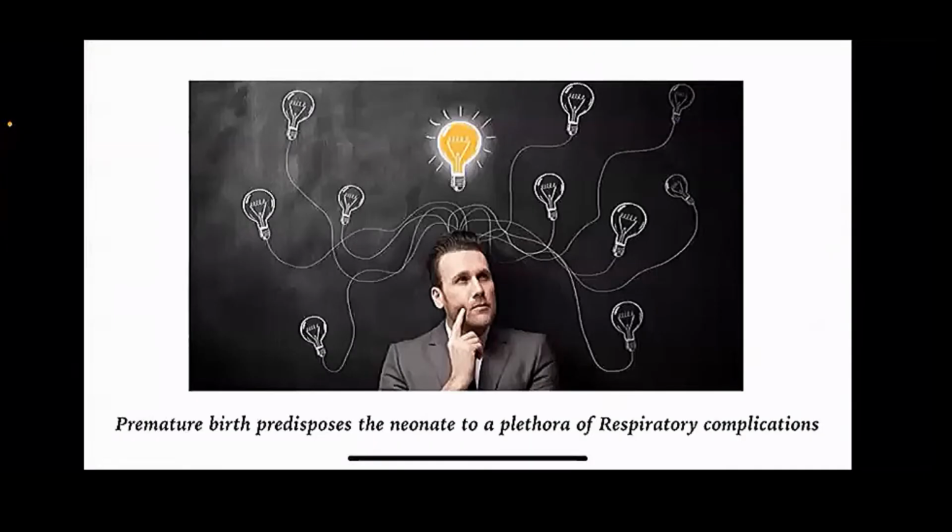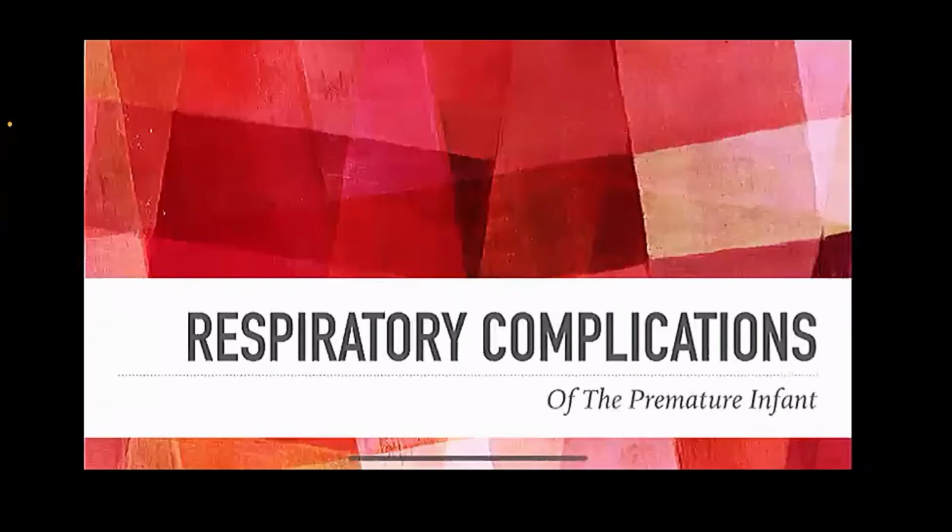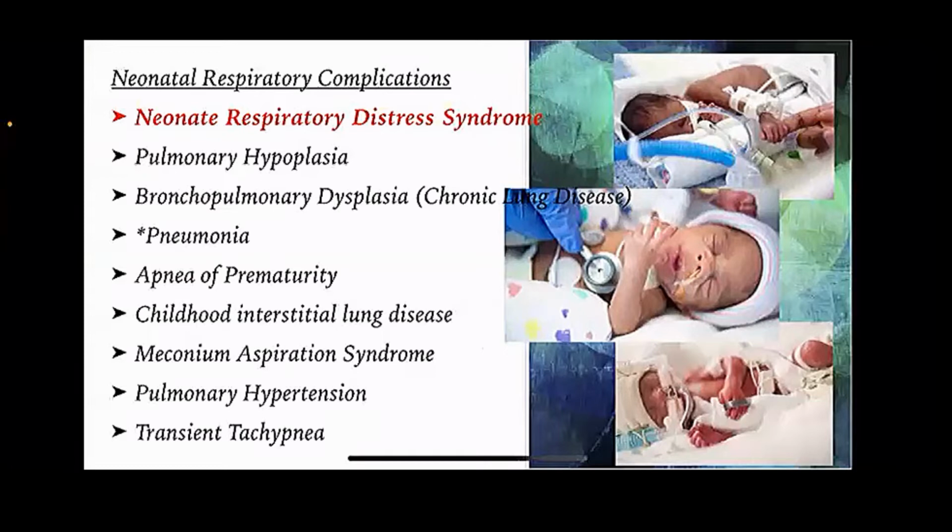So if you really think about it, premature birth predisposes the neonate to a plethora of respiratory complications. Some of these respiratory complications include neonate respiratory distress syndrome, pulmonary hypoplasia, bronchopulmonary dysplasia or chronic lung disease, pneumonia, apnea of prematurity, childhood interstitial lung disease, meconium aspiration syndrome, pulmonary hypertension, and transient tachypnea.